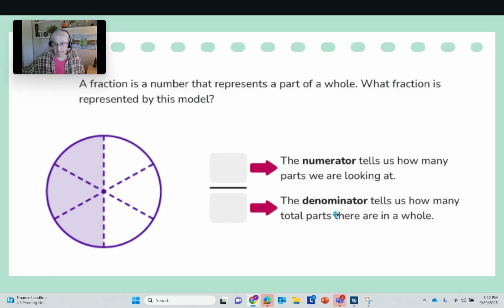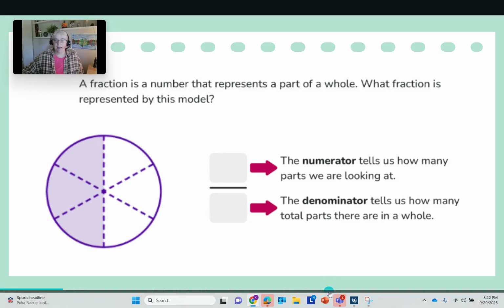the denominator. The numerator tells us how many parts we are looking at. The denominator tells us how many total parts there are. So for this fraction, I can see the shaded part here, and I can see a whole pizza cut into several pieces.